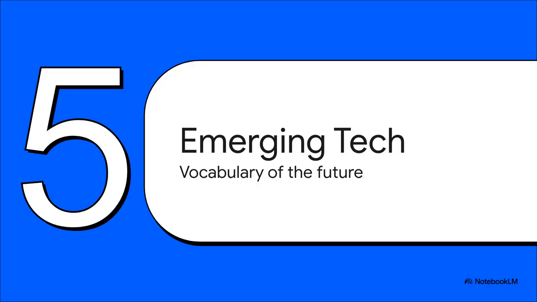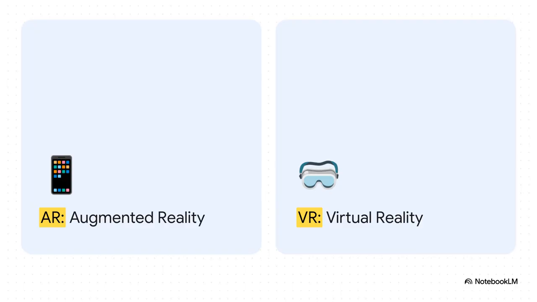Moving into Section 5, Emerging Tech, the vocabulary of the future. You have likely seen these immersive acronyms debated constantly as they push further into mainstream consumer electronics. AR versus VR. AR is augmented reality. In this setup, the real physical world remains entirely visible to you, but it's augmented or enhanced with digital data, graphics, or information layered seamlessly right over your field of view. VR is virtual reality. It requires a fully enclosed headset because the physical world is intentionally blocked out and replaced entirely by a simulated 360-degree virtual environment.